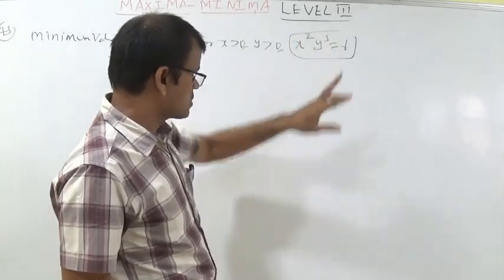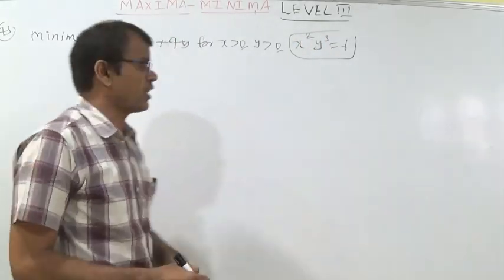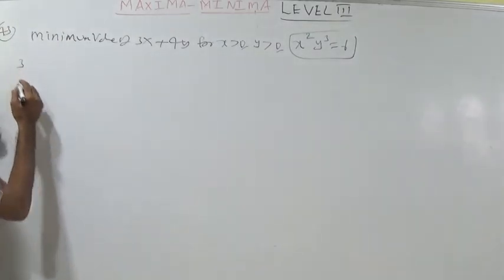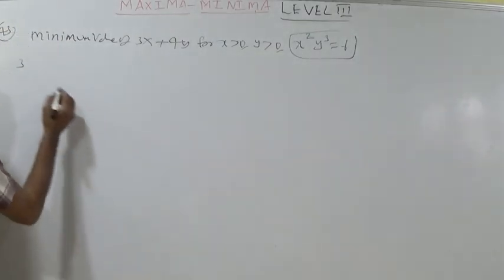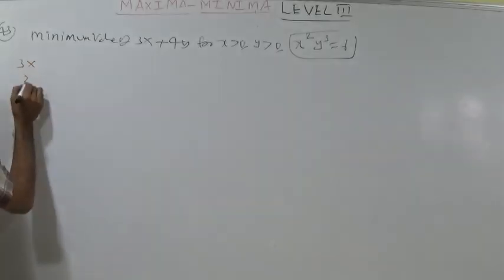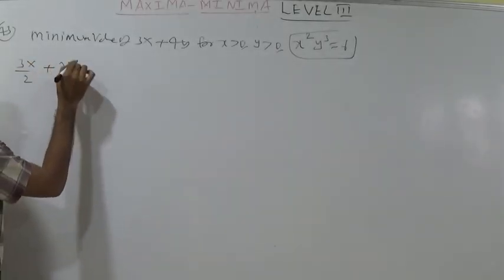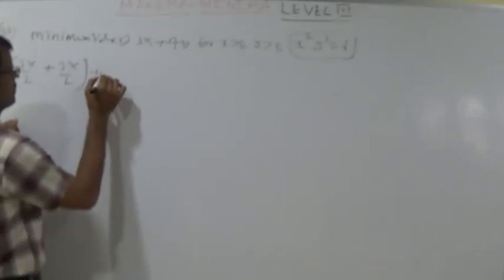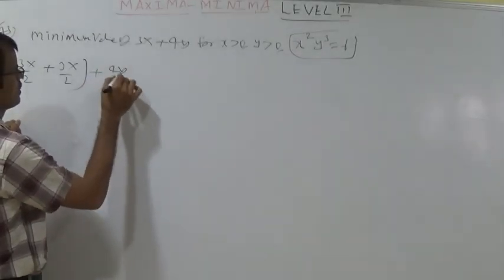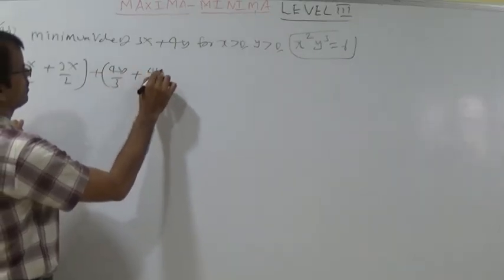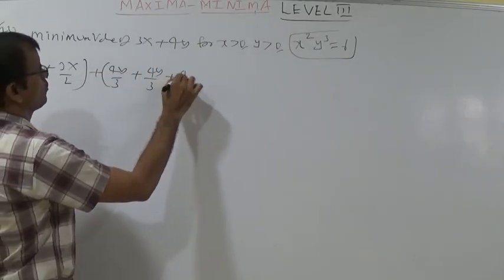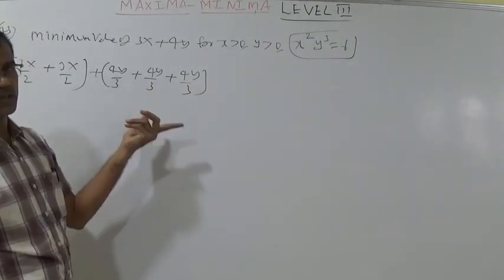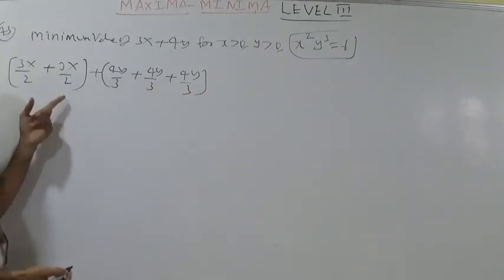If you add these two powers, 2 plus 3 equals 5, so we should write 3x plus 4y in terms of 5 terms. So I am writing here 3x by 2 plus 3x by 2, and next you can write 4y by 3 plus 4y by 3 plus 4y by 3. Because here the 3 times 4y by 3 will get cancelled, and the 2 times 3x by 2 will get cancelled.